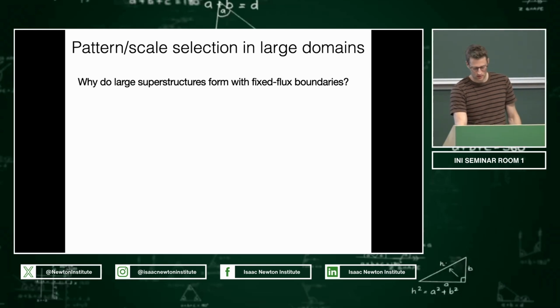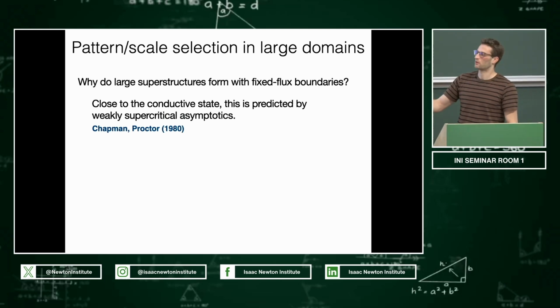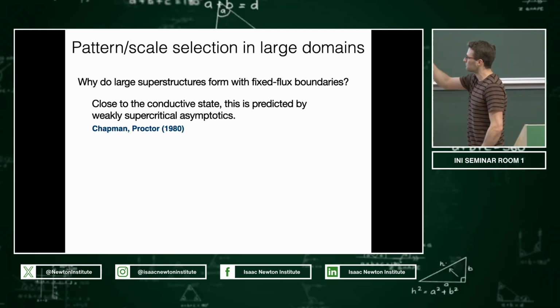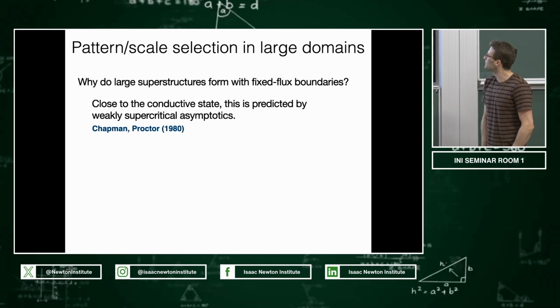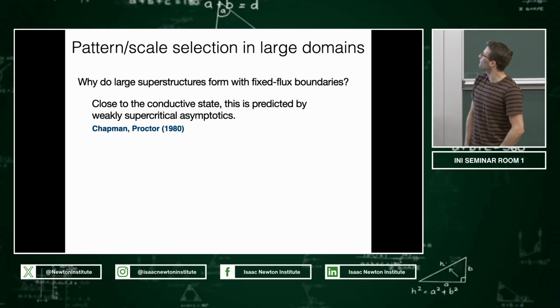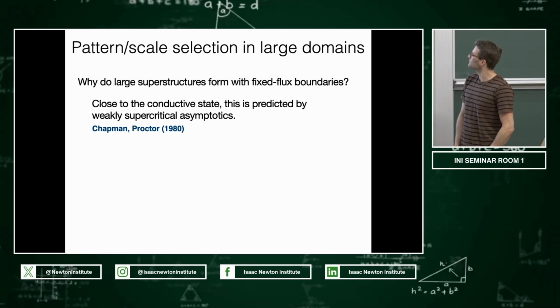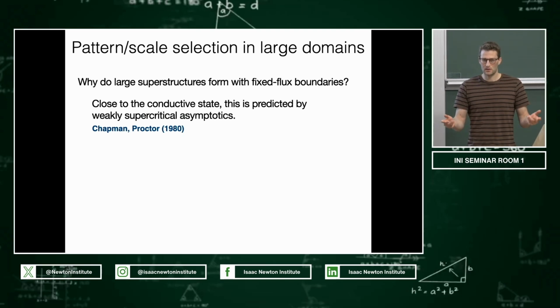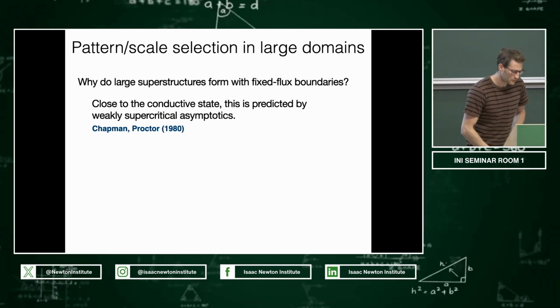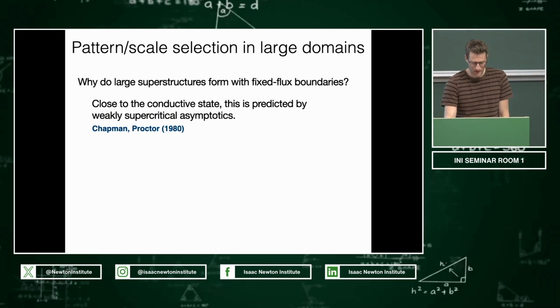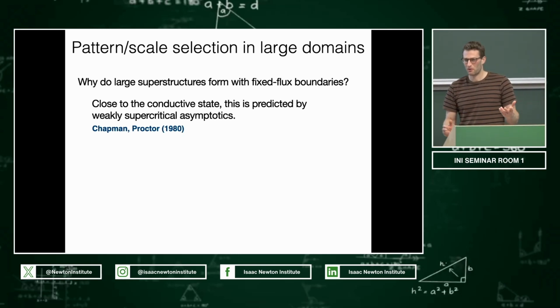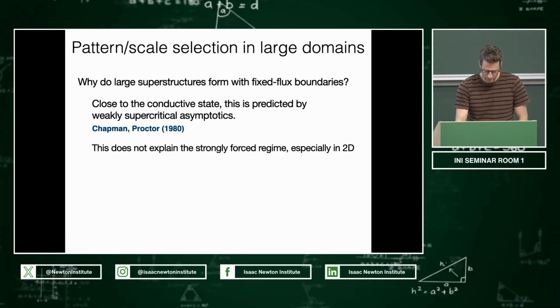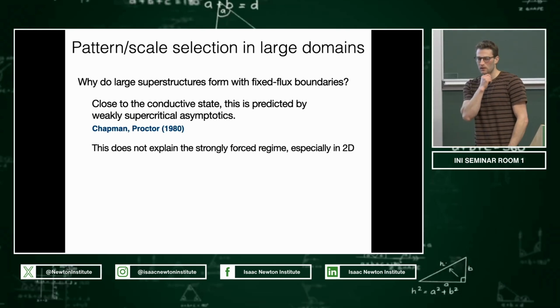And in fact, you can take this into a weakly supercritical regime and do asymptotics, which is what Chapman and Proctor did in 2D, and said that if you have fixed flux boundary conditions, even if you have multiple steady solutions to the PDEs, the one that's stable will be the one with the widest domain-filling structure. This by itself doesn't necessarily explain what's happening in the turbulent regime, right? And this is particularly true in light of what I'm about to tell you in 2D.